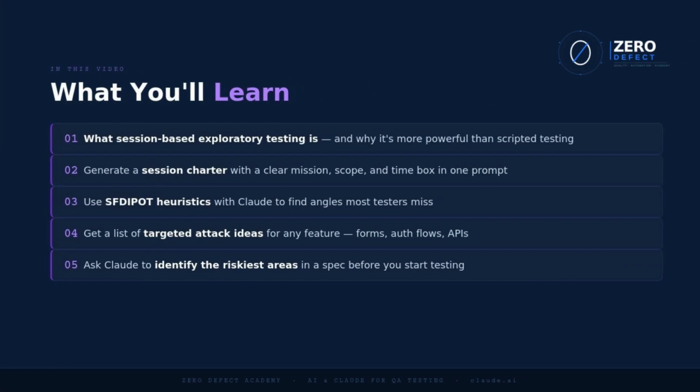Here's what we're covering. First, what session-based exploratory testing actually is and why it's more effective than testing without a plan. Then how to generate a session charter in one prompt. Mission, scope, risks, everything. We'll also use a heuristic framework called SFDIPOT to make sure we're covering every angle of a feature. Then we'll get Claude to generate a targeted list of attack ideas for specific feature types. And finally, how to ask Claude to identify the riskiest areas before you start, so you know where to focus your time.